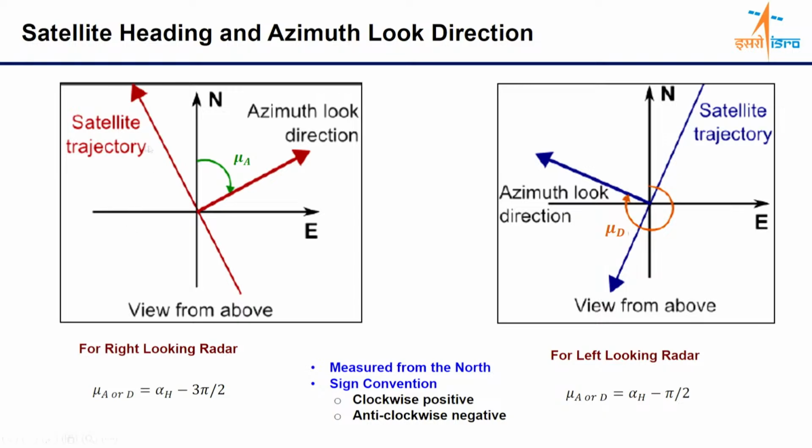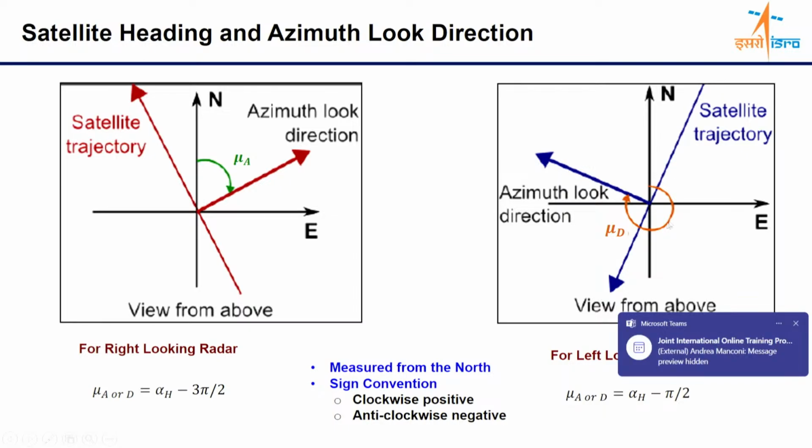Similarly, you can write for the satellite heading also minus 15 degree or plus 345 degree. So satellite heading you can also write minus 15 degree or plus 345 degree. So these are the ways to write satellite heading and the azimuth look direction. The same approach you can apply for the descending pass also, because the descending trajectory is like this and azimuth look direction is like this.